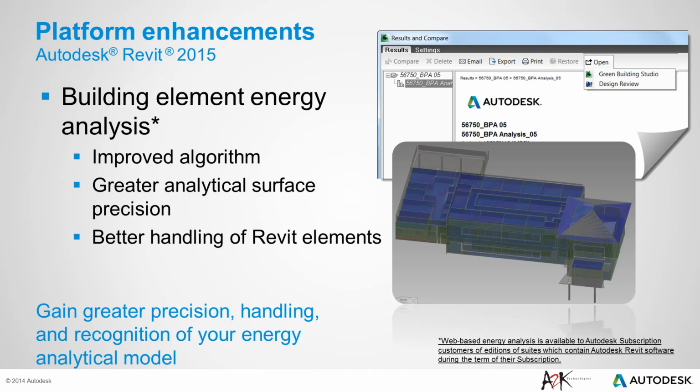You are now provided with greater precision, handling and recognition of your energy analytical model. The algorithm that automatically creates an energy analytical model directly from Revit building elements and sends it to the Autodesk Green Building Studio web service for analysis has been improved to provide greater analytical surface precision, handling of certain Revit elements, and better recognition of ceiling void spaces. But just take note that the web-based energy analysis is available to subscription customers of Suites editions which contain Autodesk Revit software, and only during the term of their subscription.